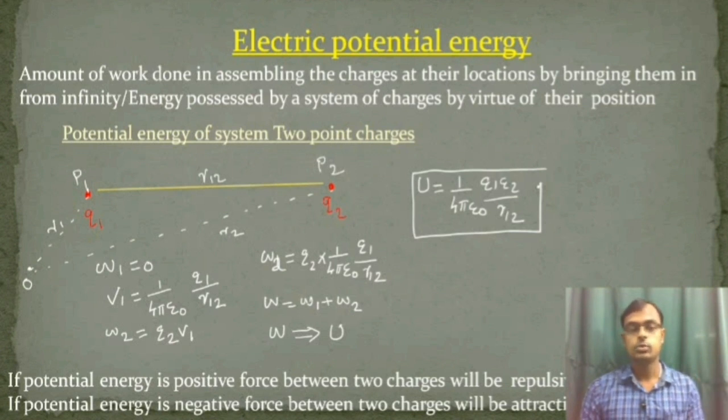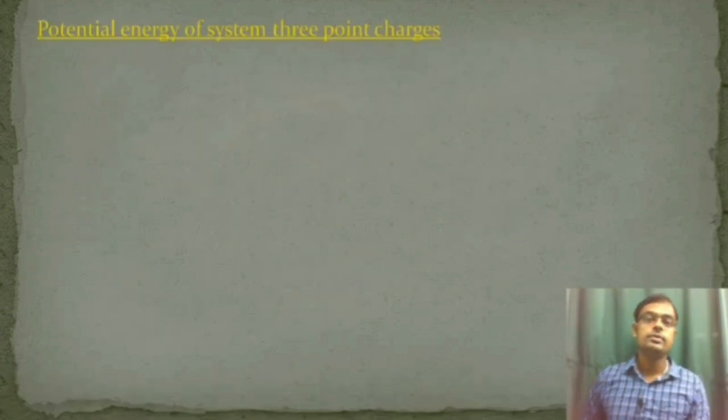Clear? So this is about electric potential energy, and we have now discussed the system of 2-point charges. Now let's think about the system of 3-point charges. It's a part of potential energy. Just imagine a position P1.